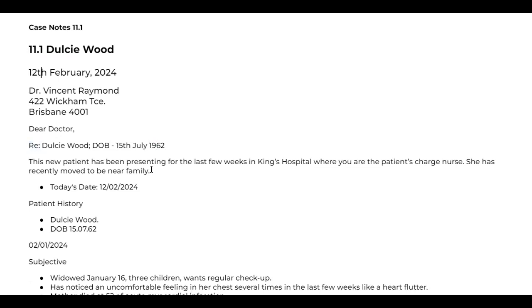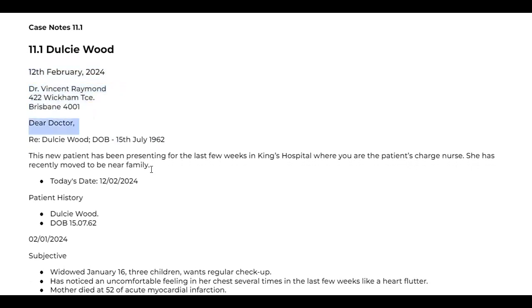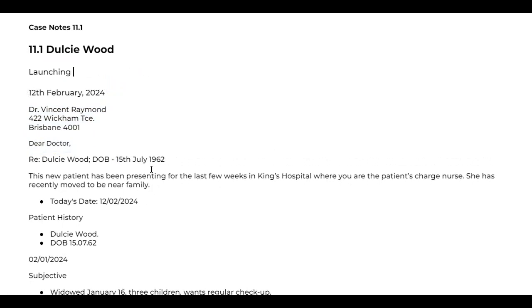So what are these? This is known as the D for date, A for address, and D for dear, and R for RE. So this is the first part. This part is known as the launching of the letter, and launching is done with DADR. Always remember, this is the starting point of every letter. We write with the launching. So the launching part of this letter is done.